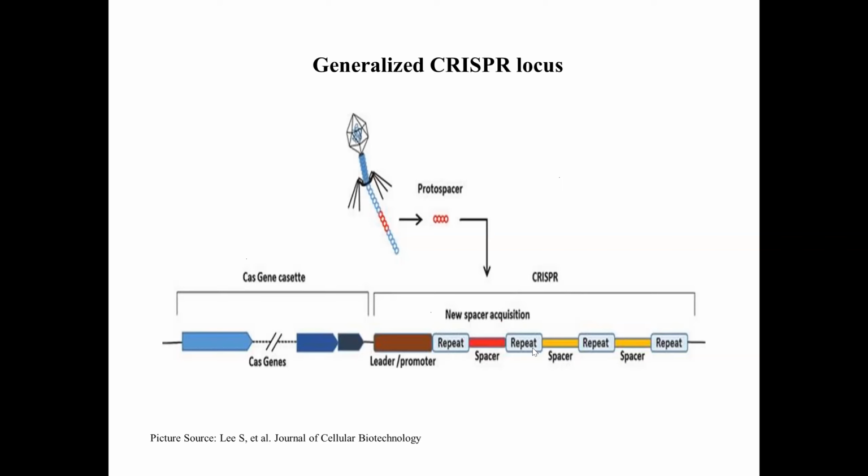That means it has immunity against several types of bacteriophages. Because if it has 120 spacers and all these spacers are unique, in the sense that each spacer has a unique sequence, that means they have been acquired during several phage infections. So Streptococcus pyogenes has immunity against several bacteriophage infections.